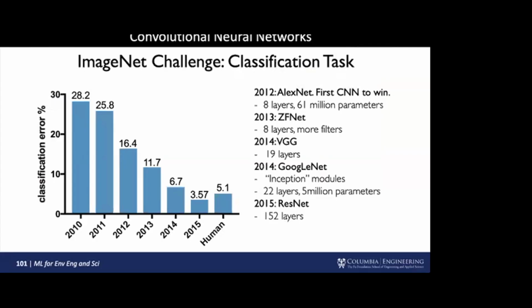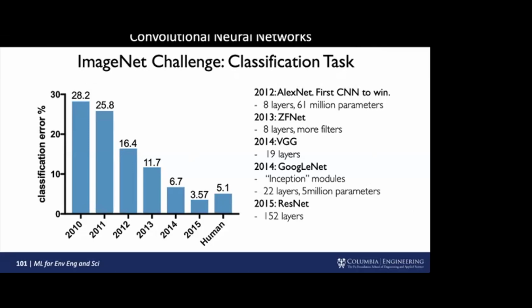Now this plot shows how image classification performance improved over time on the ImageNet challenge. On the left, we see classification error. I mean, lower is better, of course. Before deep learning, the error rate was very high, almost 30%. But in 2012, AlexNet was the first convolutional neural network to win the competition. It has 8 layers and about 80 million parameters, and it dramatically reduced error. Here, almost 50% off, right?